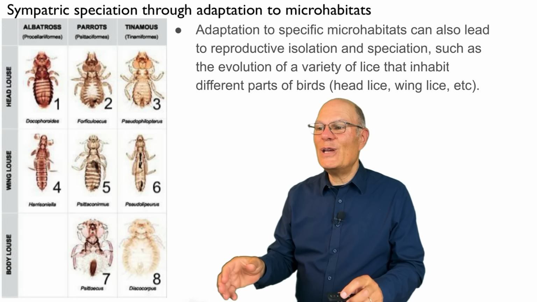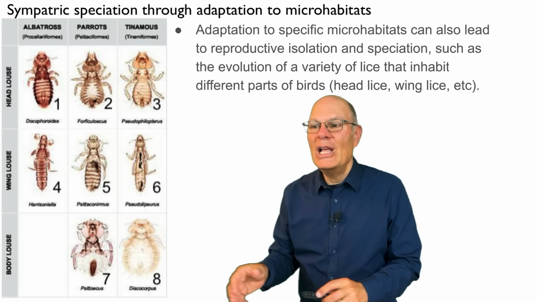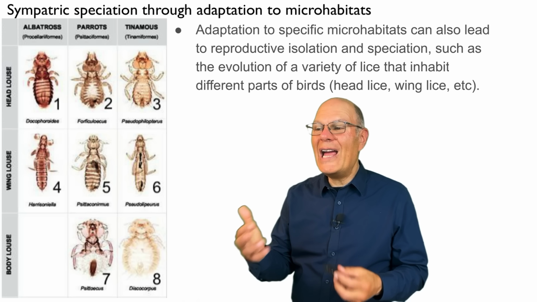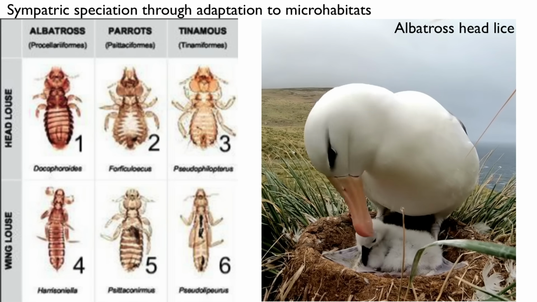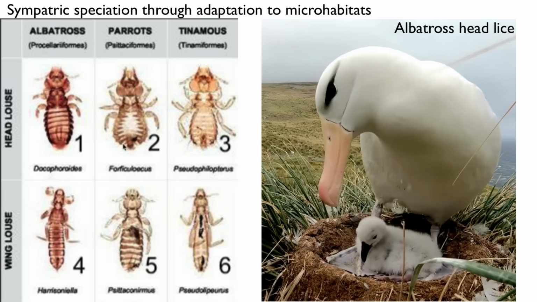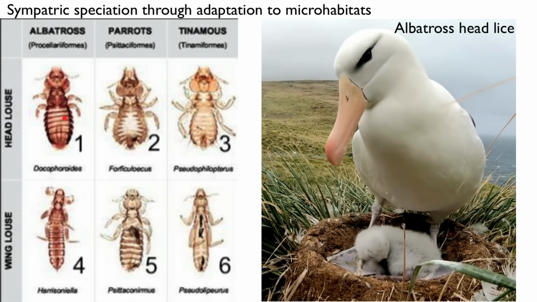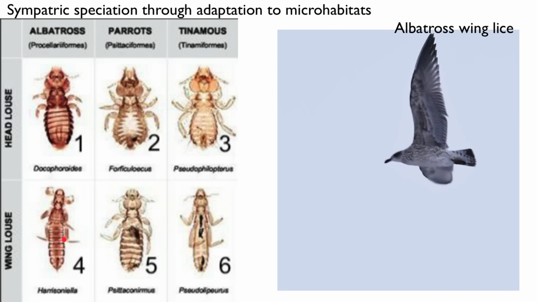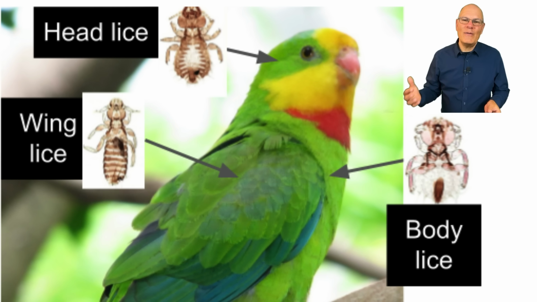Adaptation to specific microhabitats can also lead to reproductive isolation and speciation, such as the evolution of a variety of lice that inhabit different parts of birds. This is kind of astonishing, but there are lice that, for example, live only on the head of an albatross, and there are different species that live on the wings. There are other species of lice that only live on the heads of parrots, while others live on the wings of parrots.